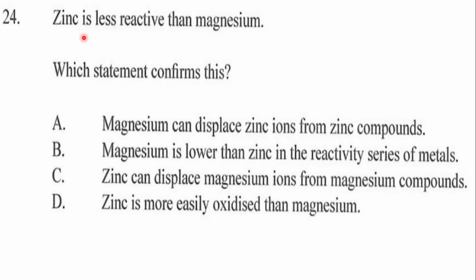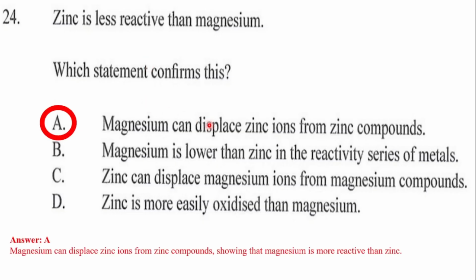If we say that zinc is less reactive than magnesium, what does this mean? Which statement confirms this? The correct answer is definitely going to be A. Magnesium can displace zinc ions from zinc compounds, showing that magnesium is more reactive than zinc. And if magnesium is more reactive than zinc, then that means that zinc is less reactive than magnesium. So the correct answer is definitely going to be A.